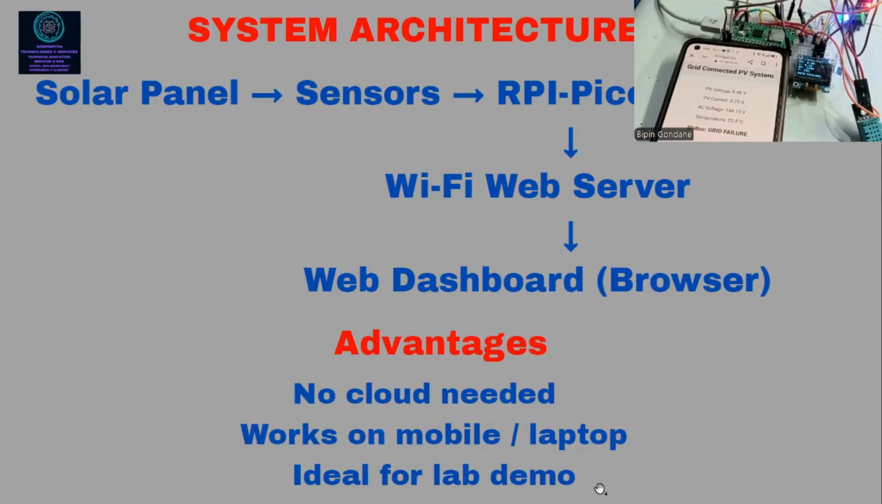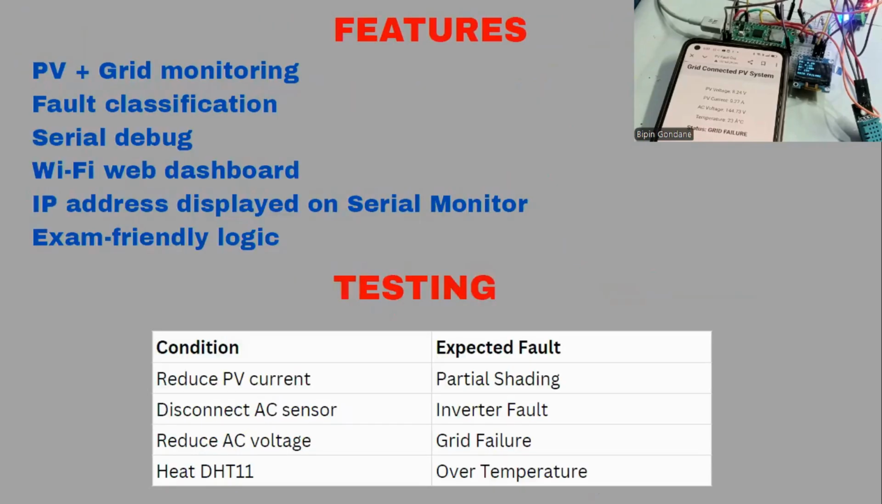What are the advantages of this particular project? No cloud needed. That means we are not using any external cloud, that is internet cloud. It works on a mobile phone and laptop, as you can see here. Since it is connected to my mobile phone, it works on a mobile phone as well as a laptop. Ideal for lab demos, for lab demonstrations. This is ideal for that purpose.